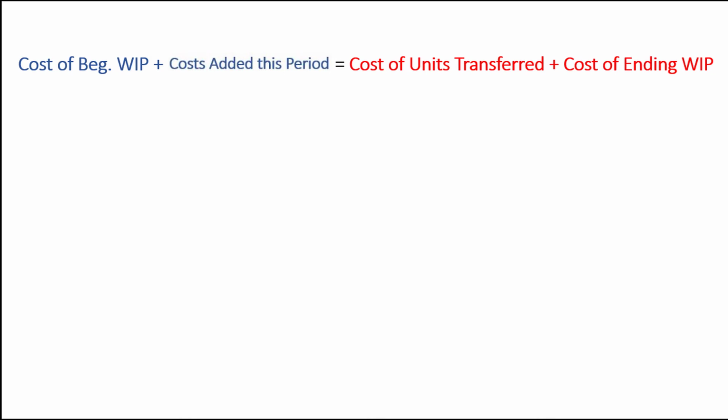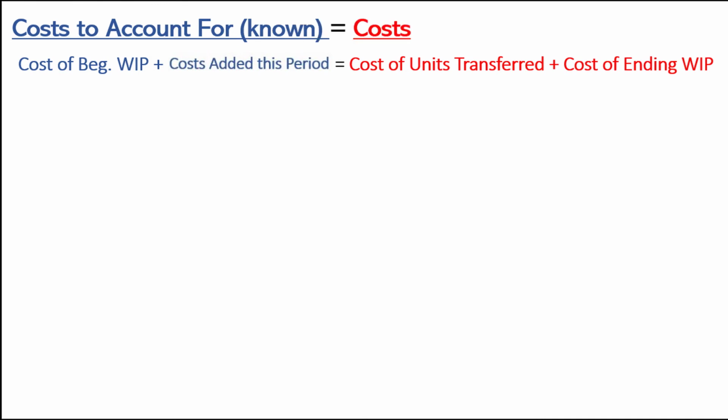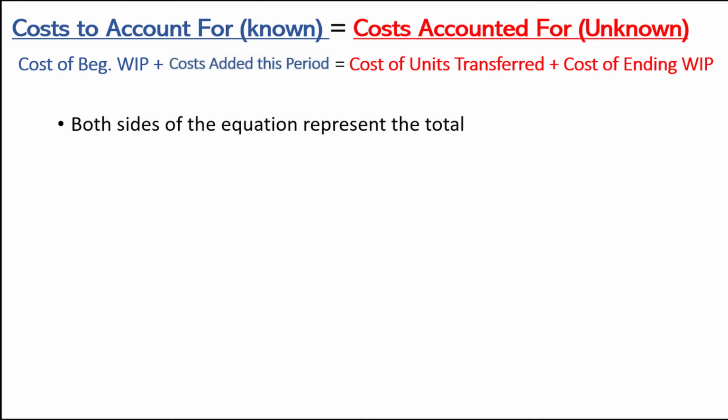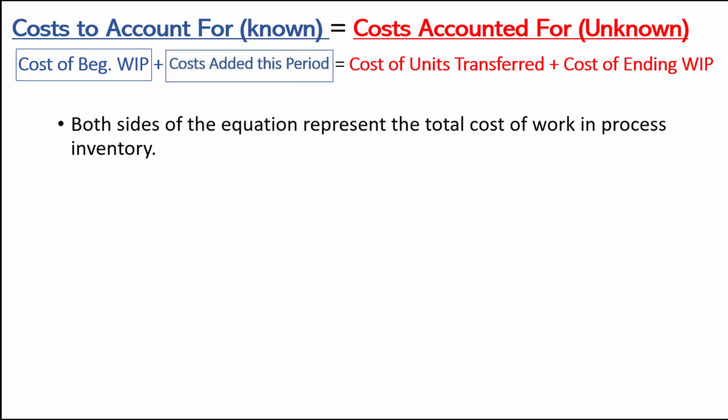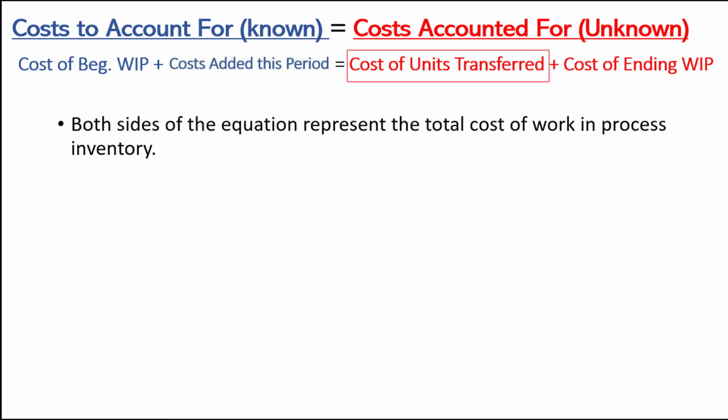We call the left-hand side of the equation the costs to account for, which are known, and the right-hand side of the equation the costs accounted for, which are unknown. It's sometimes useful to think in terms of units instead of costs, and the above formula applies to both costs and units. Notice that both sides of the equation describe the total cost of work in process. They are two different ways of describing the same thing. Costs you began with plus costs added this period describe the total work in process. What got transferred out plus what is left over at the end of the period also describes the total work in process. By work in process, I just mean any units that were worked on this period.